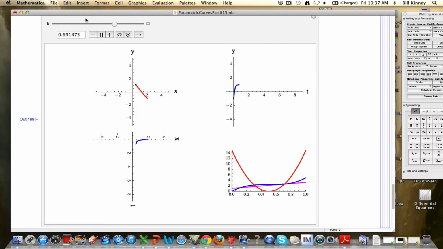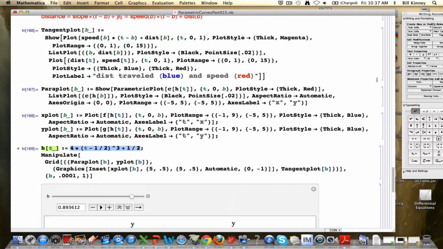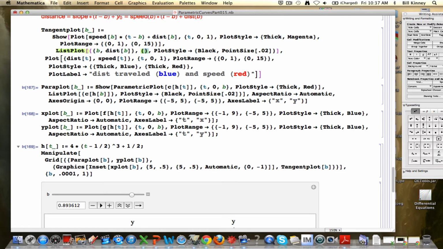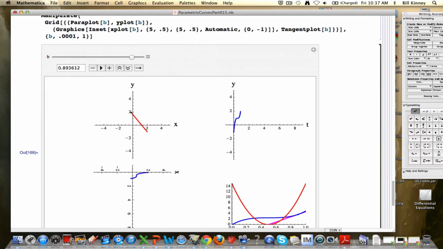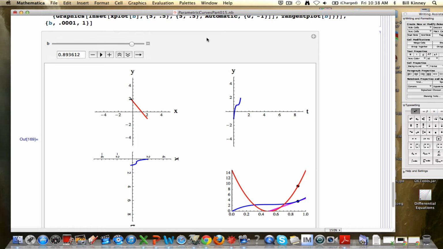I want to emphasize that now by making a few changes to this. I think I'd like to add another point with my list plot here. The point b comma speed of b I'd like to add to this. I'd also like to make these points bigger, maybe 0.04 instead of 0.02, so we can see them better down here. Yes, now you can see those points better.